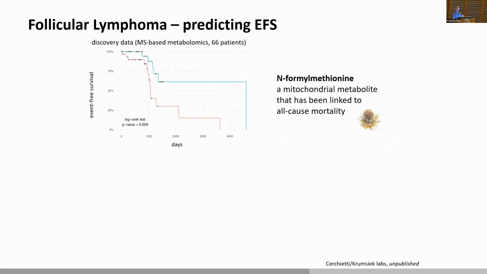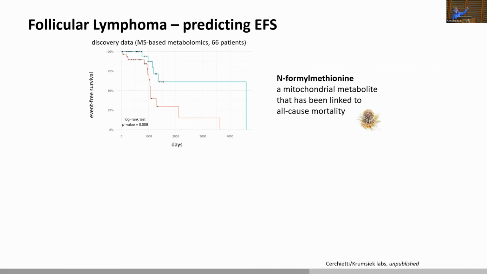This is blood data before treatment, so this is no chemotherapy. This is really the raw signal at the time of diagnosis. Follicular lymphoma, you have to know, is a very slow disease. There's this watch and wait, so you don't even treat them. You just watch and wait.